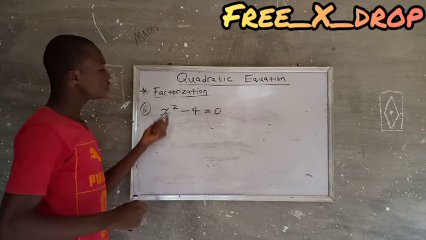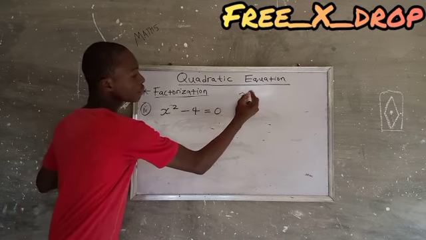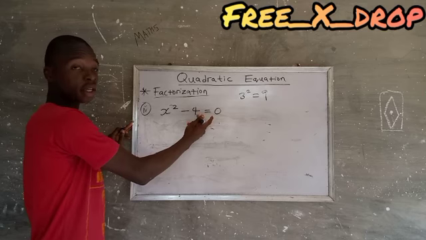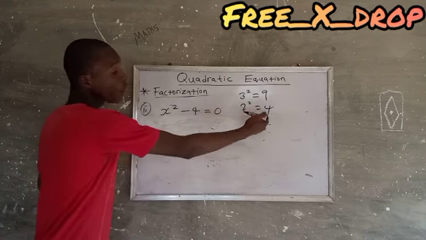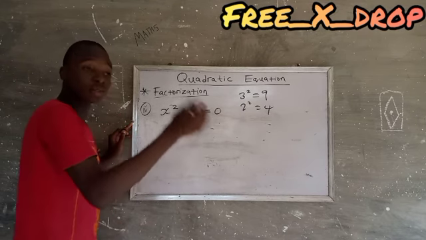Now if you check, which number will you square that will give you 4? If you try 3 squared, it's equal to 9. It's not 4, so you can't use 3 squared here. If you try 2 squared, it's equal to 4. So 4 and 2 squared are the same thing. Instead of writing 4 here, you just write 2 squared.